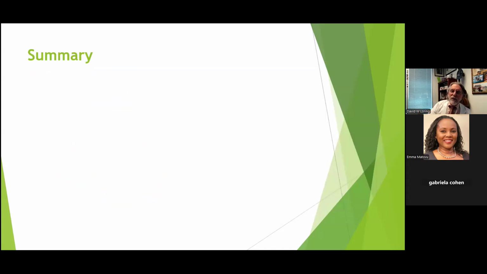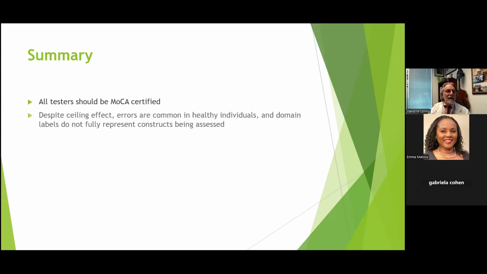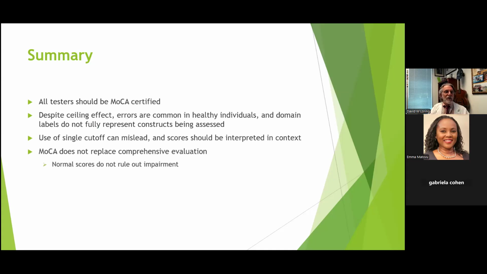So let me close with a few key takeaways. I want to emphasize that certification matters and it should be done. Despite the overall ceiling effect, errors are common in healthy individuals, and domain labels that are included on the tests themselves don't necessarily represent accurately what the specific items are measuring. The use of a single cutoff can mislead, and scores always have to be interpreted within the clinical context in which the evaluation is being performed.